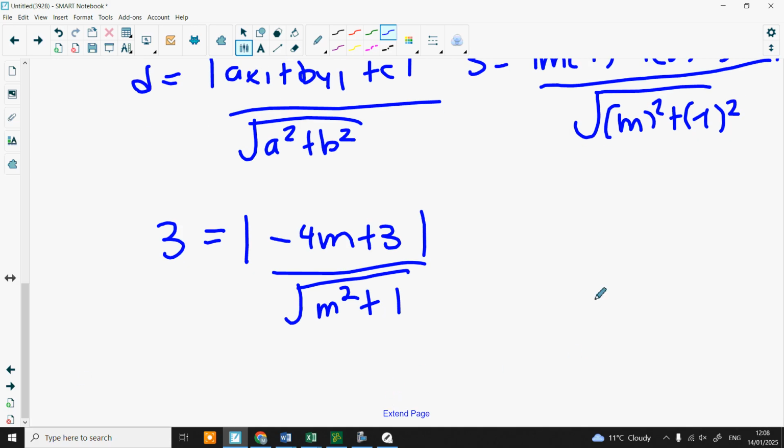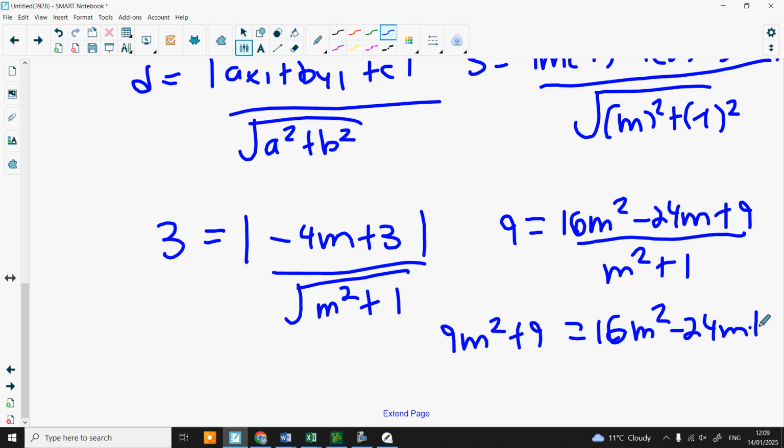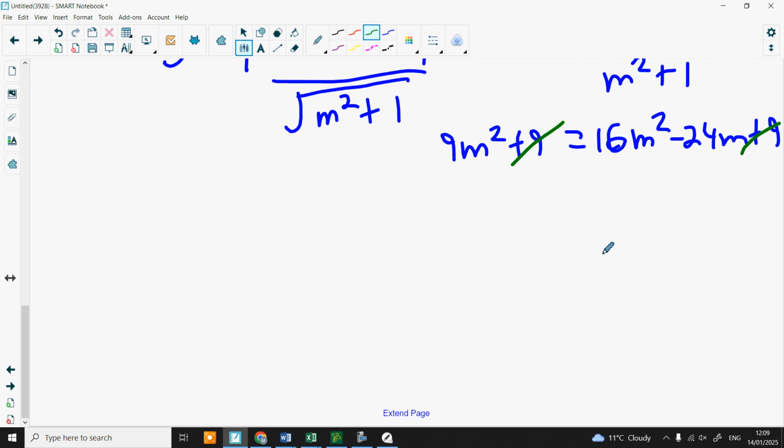I'm going to square everything. Square absolutely everything. 9 equals, now it's going to be 16m squared minus 24m plus 9, over m squared plus 1. 24m, good. Now, cross multiply: 9m squared plus 9 equals 16m squared minus 24m plus 9. I'm smiling because I know I nailed it. The reason being I was expecting an answer of 0, wasn't I? So the 9's are gone. What's left over?